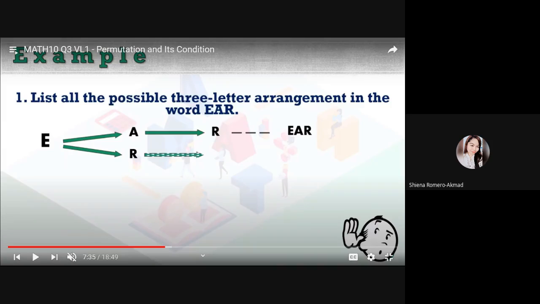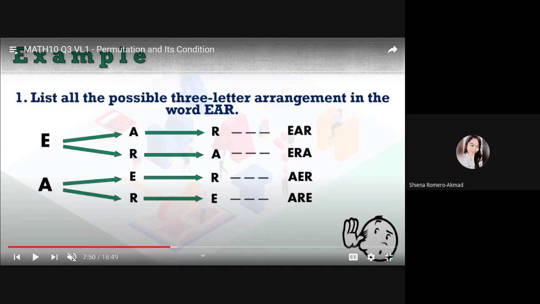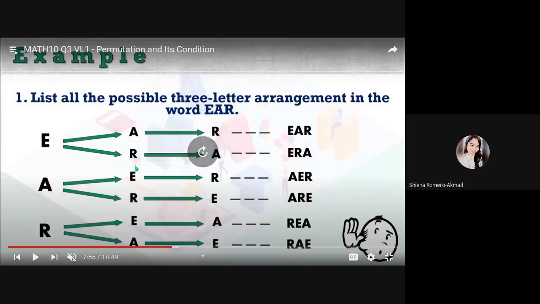Now, the second one, if I start with E and followed by R, of course, the last letter I can use is A, which gives me an arrangement ERA. Then if I do the same process and I start the arrangement with letter A, we will have the following arrangements: AER and ARE. Now, if I do the same with letter R, starting the arrangement with letter R, I'll have REA and RAE.